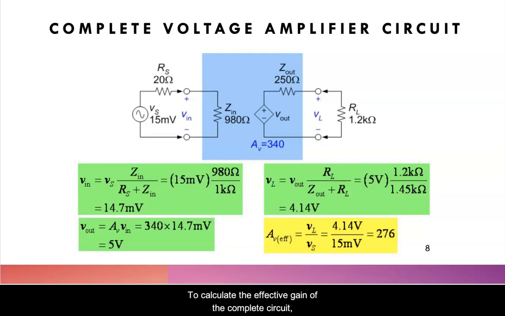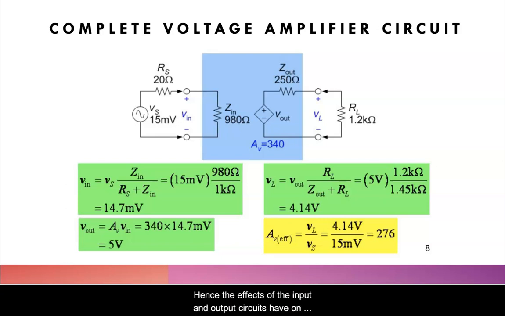From there, we can calculate the effective gain of the complete circuit, AVF, equal to Vload over Vs, and we can get 276, whereas the amplifier gain AV is actually 340. So we can see that the combination of the input and the output circuit can cause a fairly significant reduction in the effective voltage gain of an amplifier.